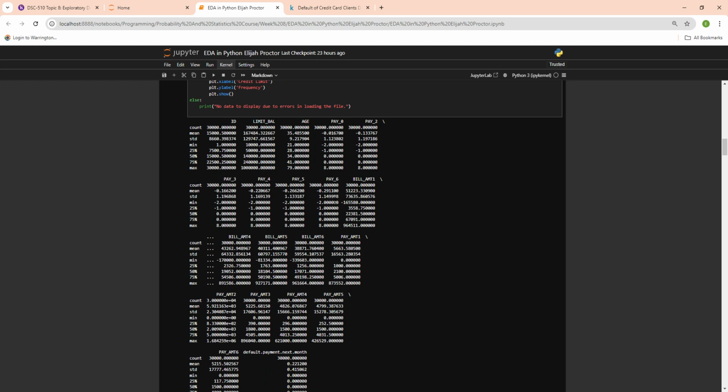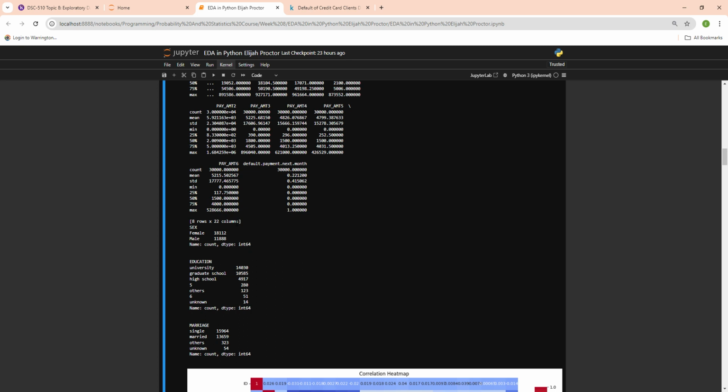First, let's talk about the summary statistics. This data set, as I said before, has 30,000 entries with a bunch of numerical and categorical variables. Key statistics such as our mean, standard deviation, and distribution for variables like our credit limit and our bill amounts give us an overview of the data. For example, the average credit limit is about 167,000, with a large standard deviation, which basically indicates a wide range of credit limits.